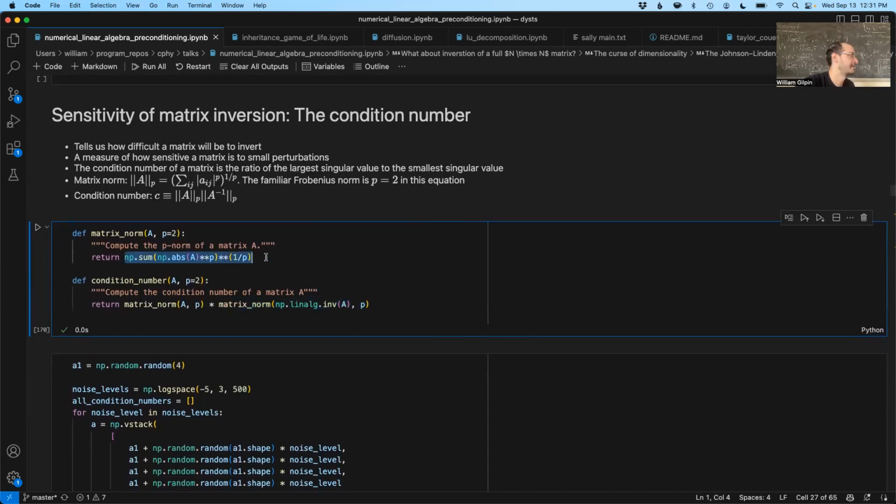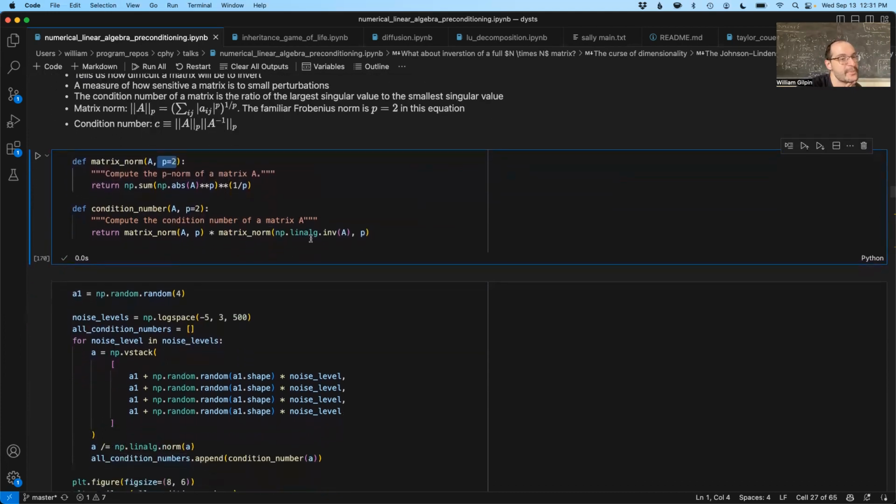If I write that out in NumPy form, it just looks like this. I take the absolute value, raise it to p, and then take 1 over p. Usually I'm just going to have p equals 2, so I set that as a keyword argument. I'm just going to use NumPy built-ins for now. We'll talk more about how to actually implement inversion later. For now, we assume this gives me the inverse matrix, and I calculate this multiplied by that, and that gives me this number c. So the condition number is a scalar that tells me something about how difficult a matrix should be to invert.